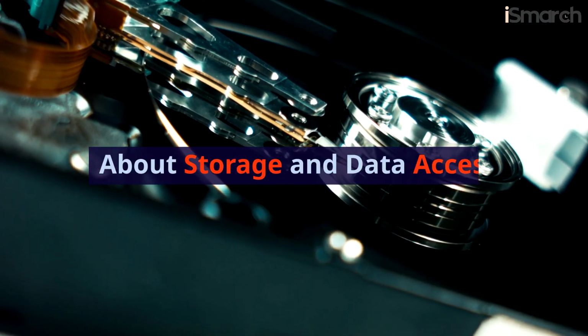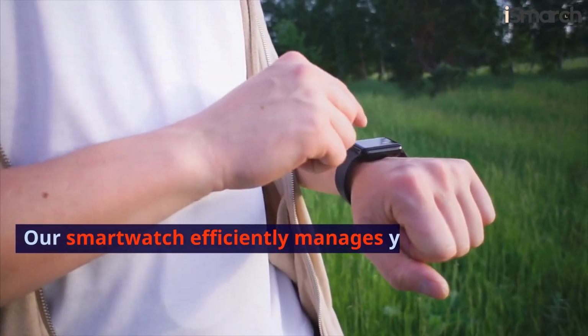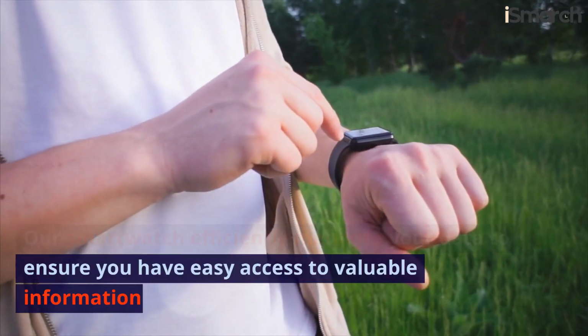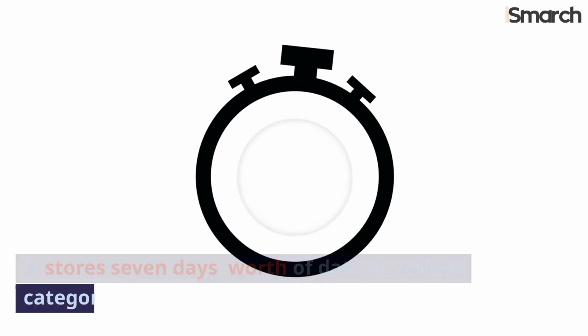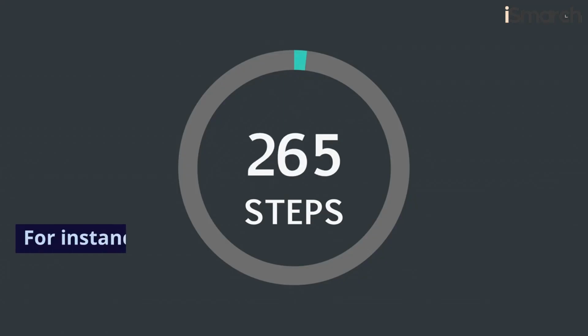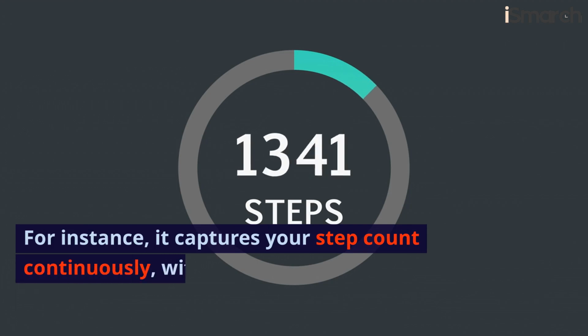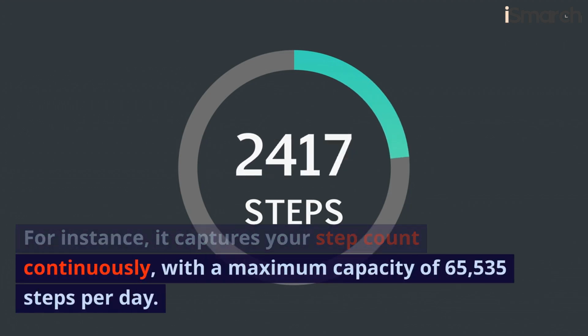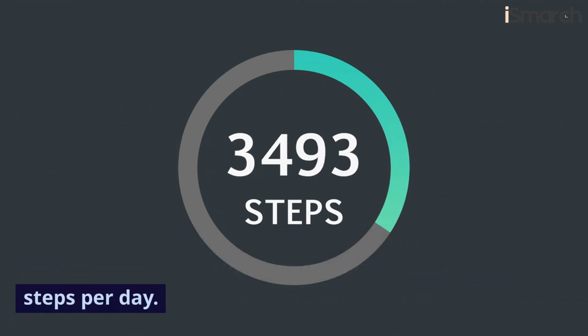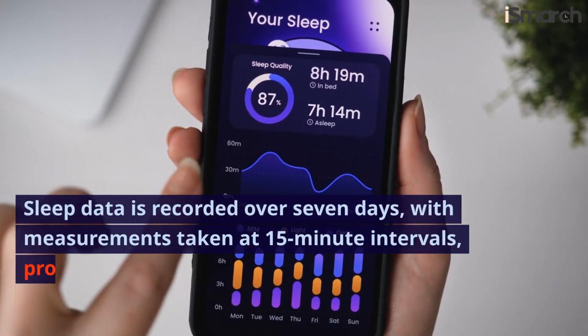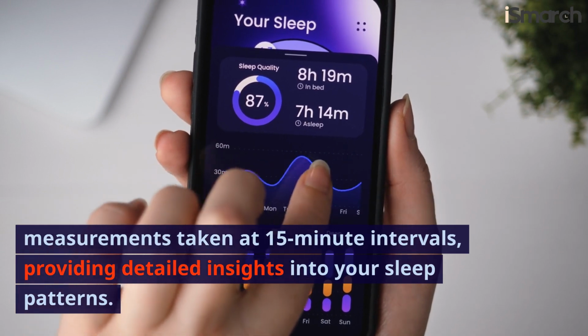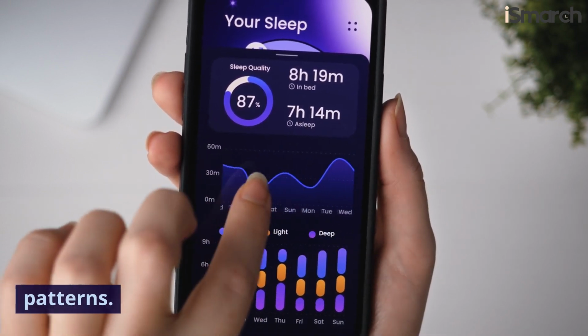About storage and data access. Our smartwatch efficiently manages your data to ensure you have easy access to valuable information. It stores 7 days' worth of data in various categories. For instance, it captures your step count continuously, with a maximum capacity of 6,535 steps per day. Sleep data is recorded over 7 days, with measurements taken at 15-minute intervals, providing detailed insights into your sleep patterns.